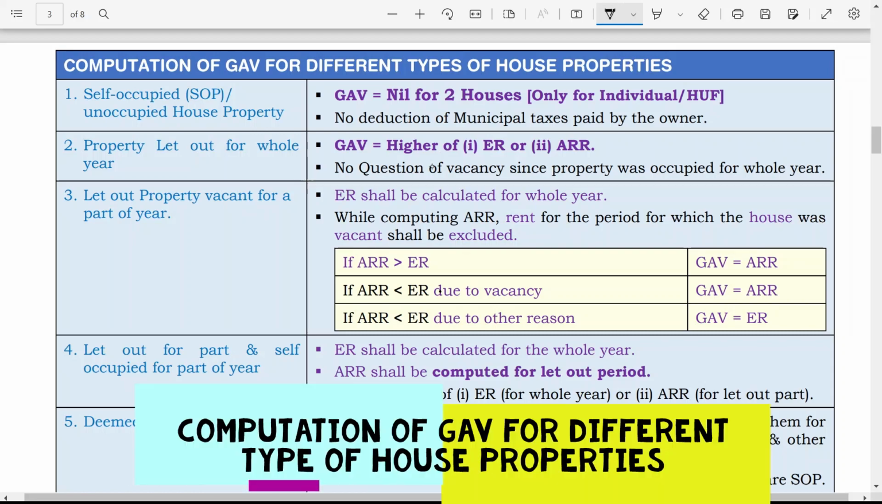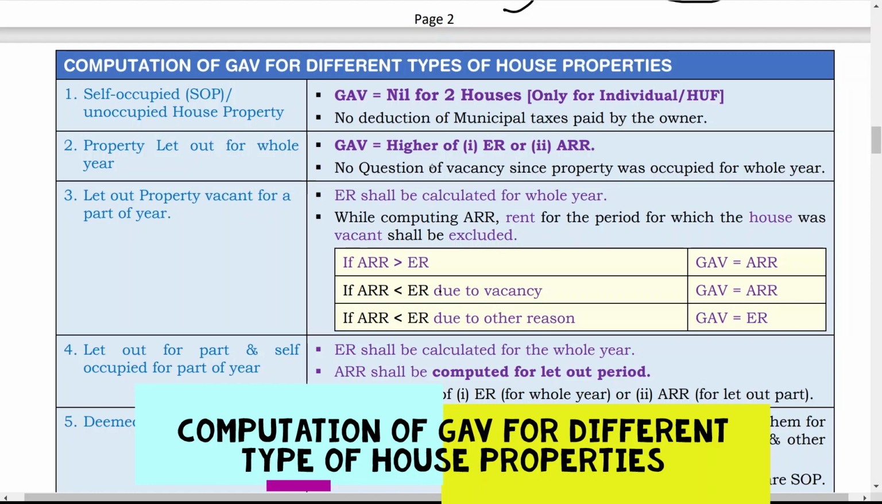Computation of GAV for different types of house properties. Now this is very important, students. How to calculate GAV for different types of house property means what? There are different options, and for different options you have to find out how to calculate GAV. Now if property is self-occupied, SOP, or unoccupied house property, in that case, how to calculate income from house property?